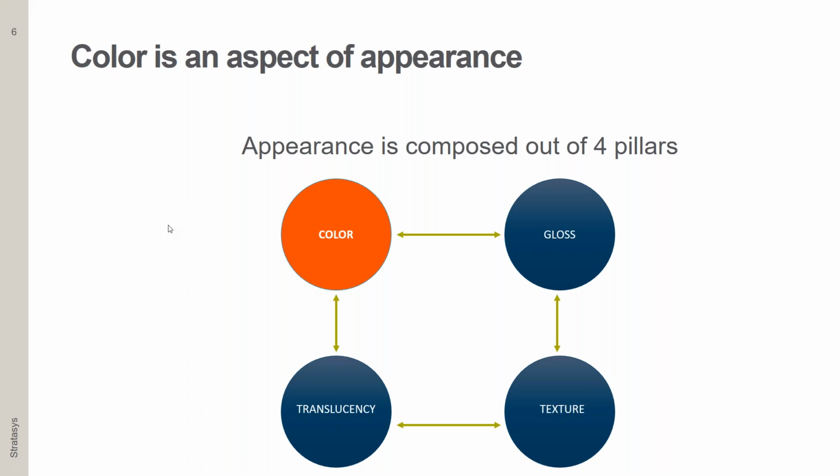Okay, so let's have a look on color. Color itself is one aspect of appearance. Appearance is composed out of 4 pillars. That is the color itself, the gloss, the translucency, and the texture. All that influence the way we see the color, and that's what we so-call an appearance. Within this webinar, we will go over all of these pillars. So let's have a look on color itself.